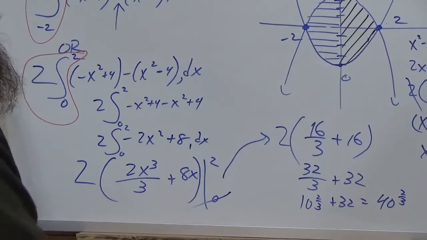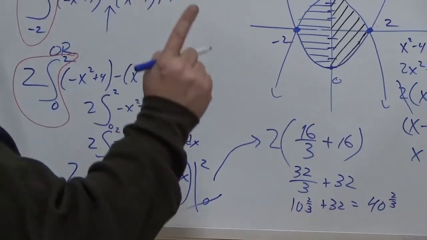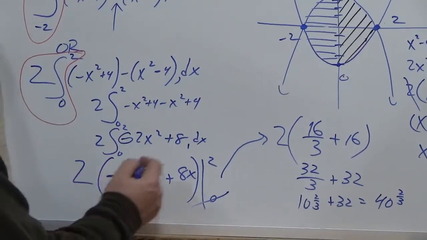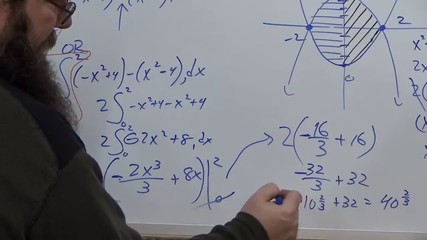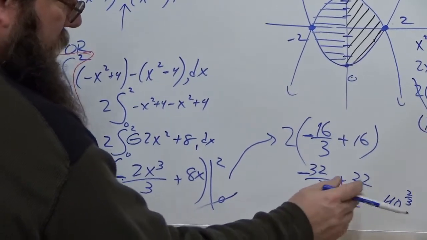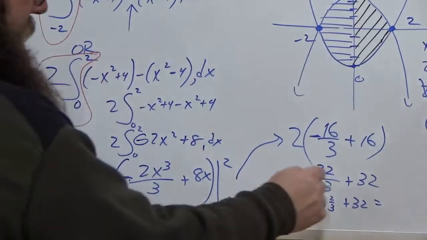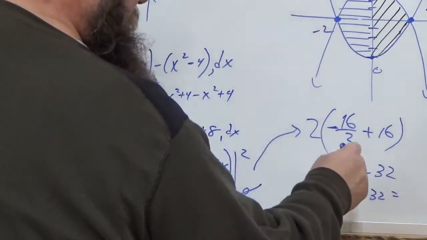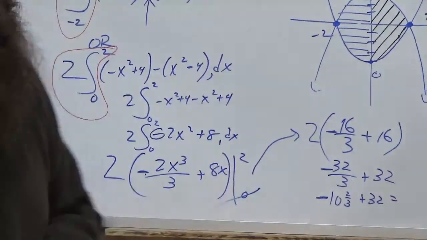Oh. Nope, nope, nope. Folks, I made another mistake, sorry. Right here, this negative has to go here. I forgot that, so that negative has to carry through. Negative right there, negative right there, negative right there, so that's not going to be 40 and 2 thirds. That's going to be 32 minus 10 is 22, so what's that going to be? 21 and a third. Sorry about that.